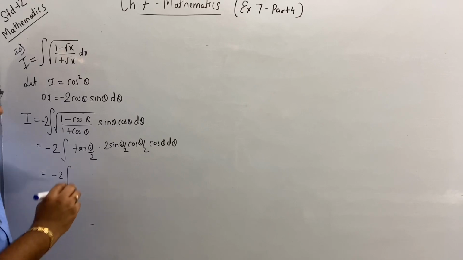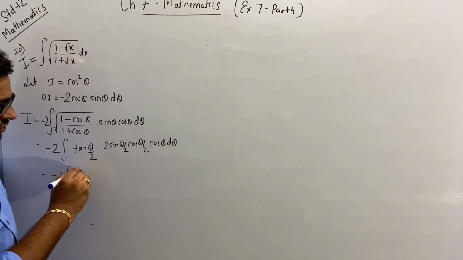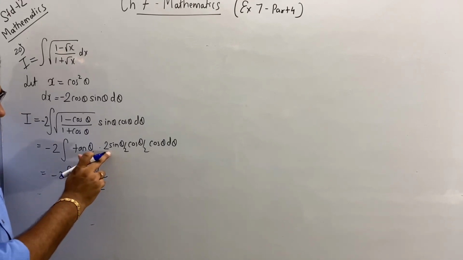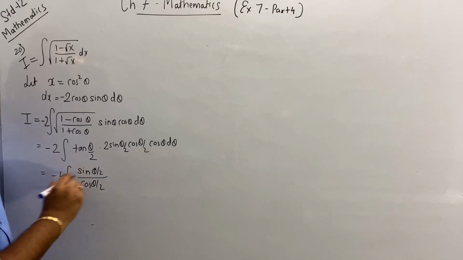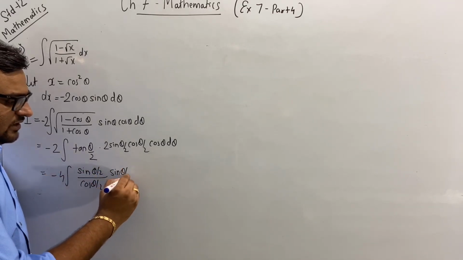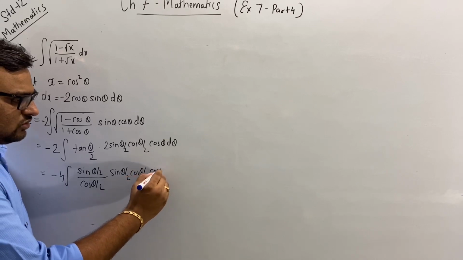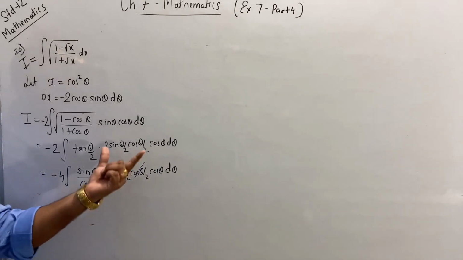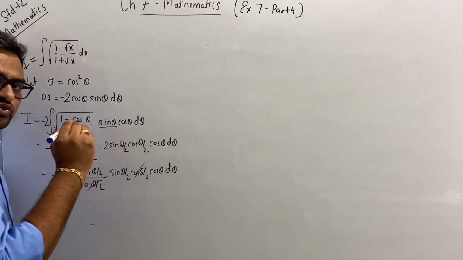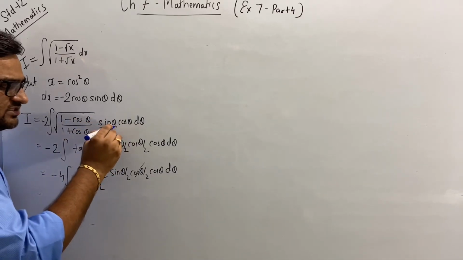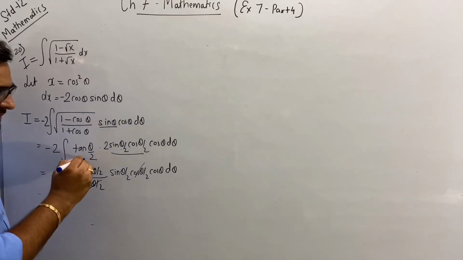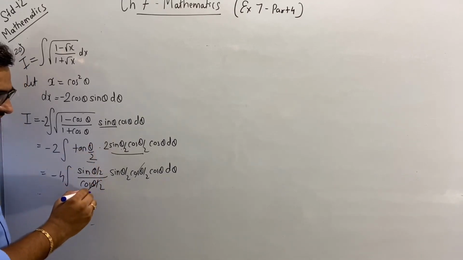Because tan theta by 2 I can convert into sine theta by 2 upon cos theta by 2. So sine theta by 2, cos theta by 2, cos theta d theta. So cos theta by 2 and cos theta by 2 get cancelled. I'm repeating. See what I had done? Instead of sine theta, I had used the 2 sine theta cos theta formula, sine 2 theta, so theta divided by 2. Why I had done this? Because I have the angle tan theta by 2 here, so I can cancel this cos theta by 2.